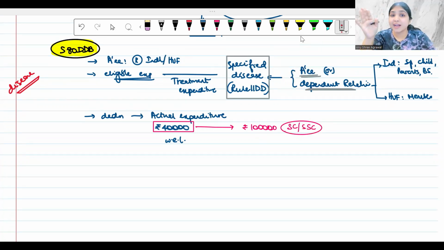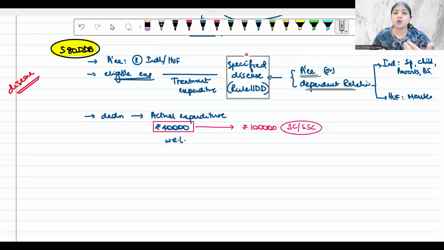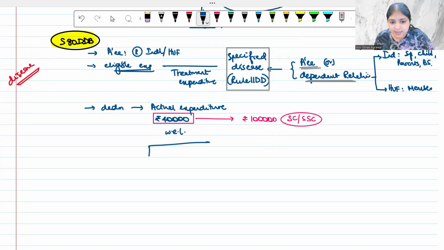So whatever is the actual expenditure incurred for medical treatment or 40,000, whichever is lesser, that's going to be the deduction under section 80DDB. But if the patient suffering from the disease happens to be a senior citizen or a super senior citizen, then we will increase the limit to 1 lakh. So by doing this, we'll get a number, whichever is lesser. That number is going to be our 80DDB deduction.